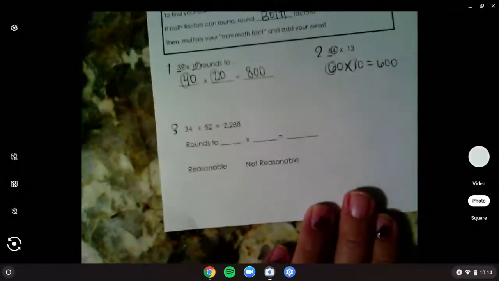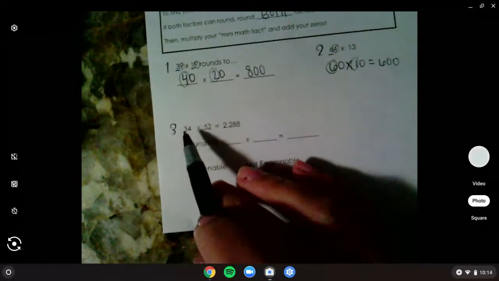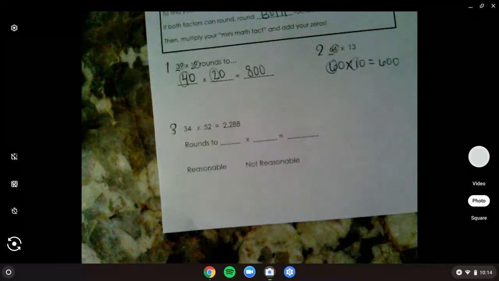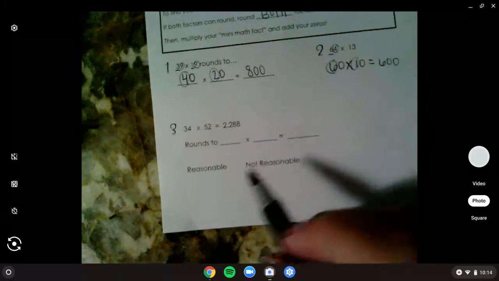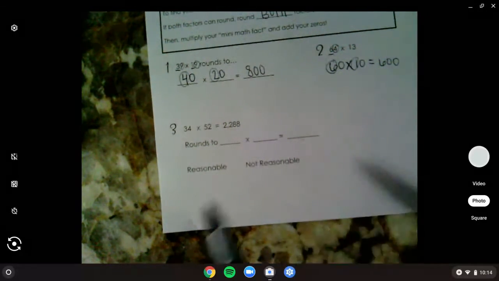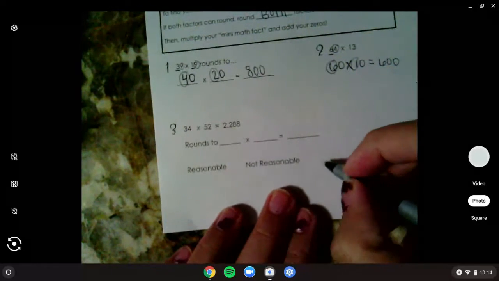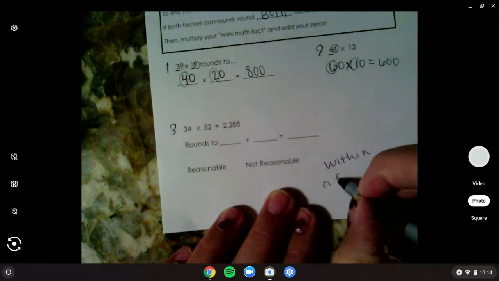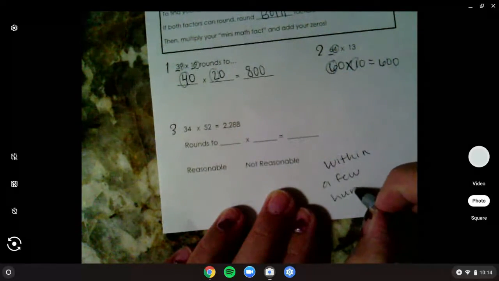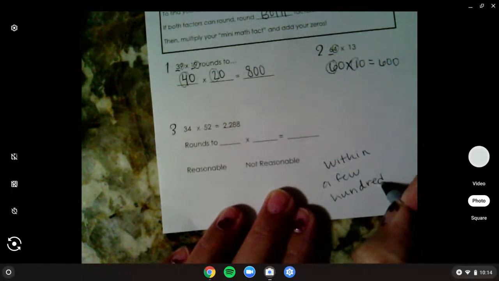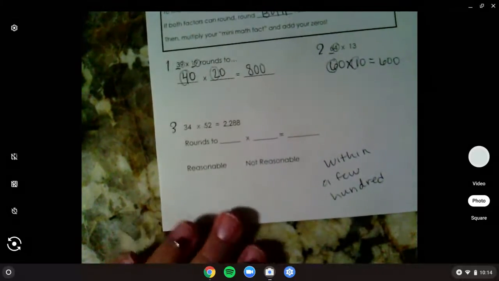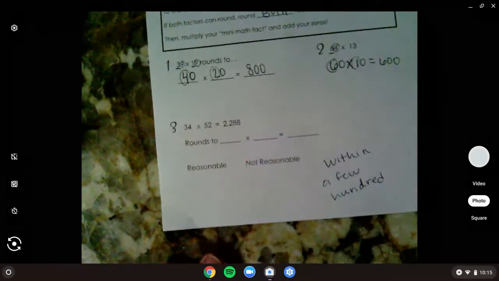Now, let's look down here. Our book gave us the problem and a solution, and we have to decide if this is accurate, reasonable, or not reasonable. This time, we want it to be within a few hundred. If it's more than a couple hundred off, like if it's thousands off, then it's going to be really not reasonable. So let's take a look at this one and tell me what you think.